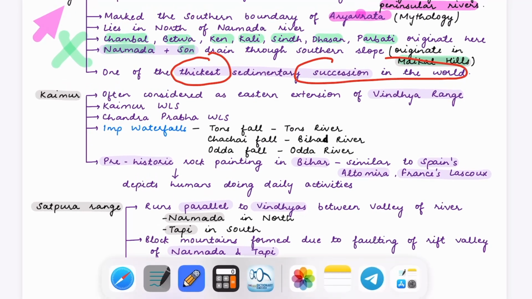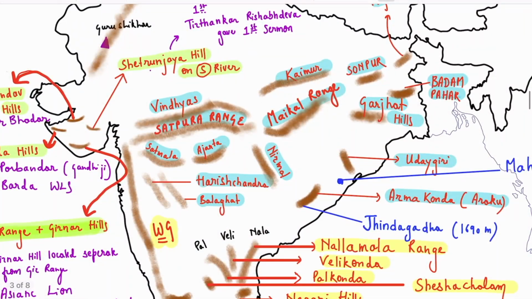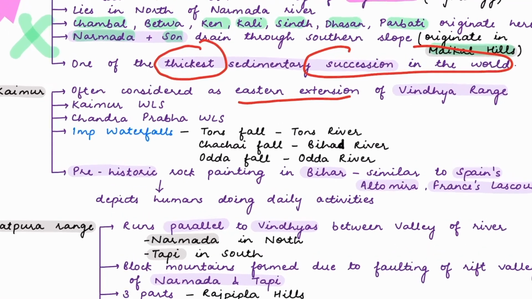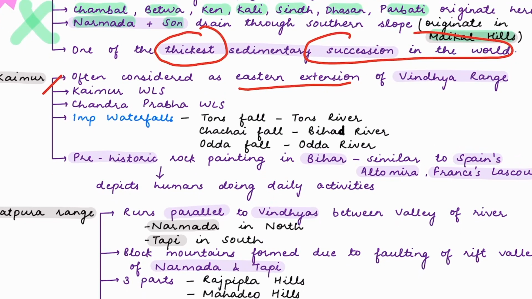Okay, now moving to the next mountain range, just after the Vindhyas. Next we are going to cover the Kaimur. They are towards the eastern side. When we talk about the Kaimur, they are often called the eastern extension of the Vindhya Ranges, and they also host some very important protected areas. For example, there is the Kaimur Wildlife Sanctuary, and there is also the Chandraprabha Wildlife Sanctuary.